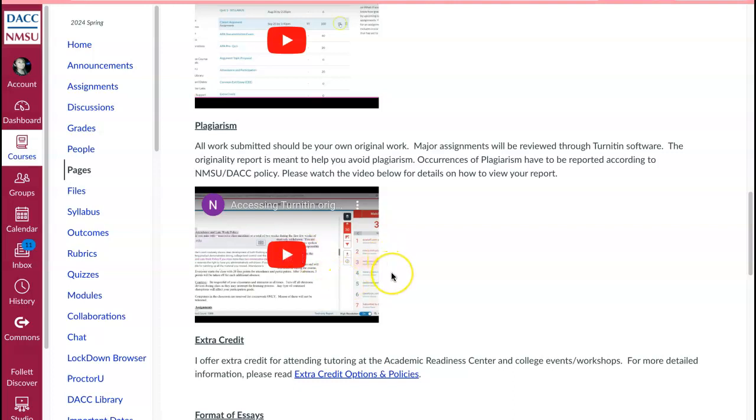So if you notice that it's too high, definitely go ahead and fix it so that you don't get in trouble for plagiarism. I don't use Turnitin to try to catch you plagiarizing. I use it so that you can also see what your originality score is and improve it if necessary.